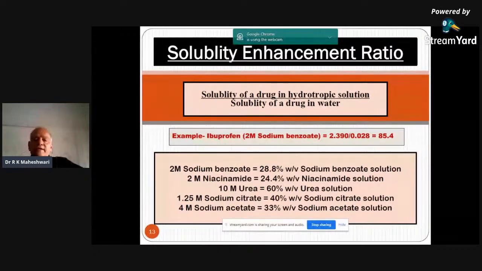Now you see in the further list you will see 2 molar sodium benzoate is equal to 28.8% weight by volume sodium benzoate solution. 2 molar niacinamide means 24.4%. 10 molar urea means 60% weight by volume urea. 1.25 molar sodium citrate means about 40%. 4 molar sodium acetate is about 33%. Always you are seeing a concentrated solution is made. 24.4, 28.8, 60, 40, 33. These all are concentrated solutions.